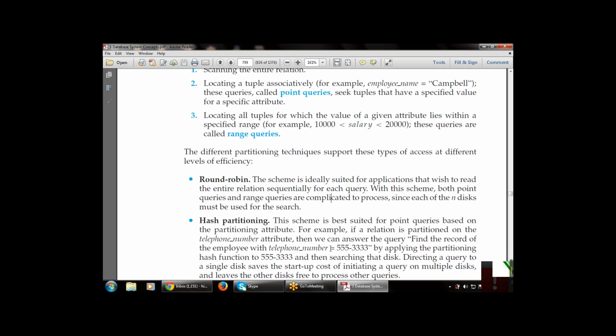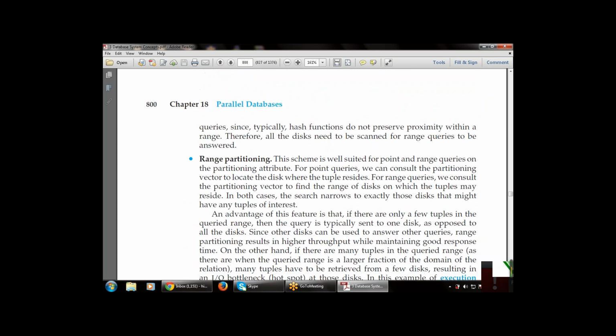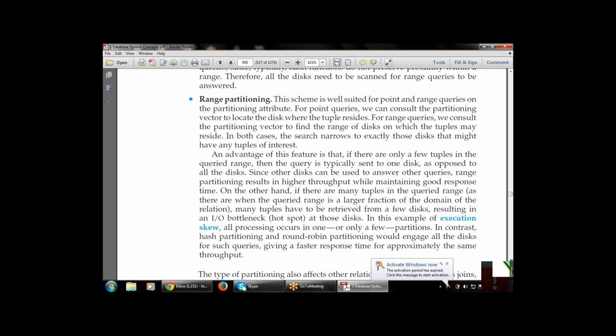Hash partitioning is best suited for point queries, for example employee name equals Ram, Harry, or Campbell, any name that points to a specified person. Then there is range partitioning, where a range is given. An advantage of this is that if there are only a few tuples in the queried range, then the query is typically sent to one disk as opposed to all the disks.